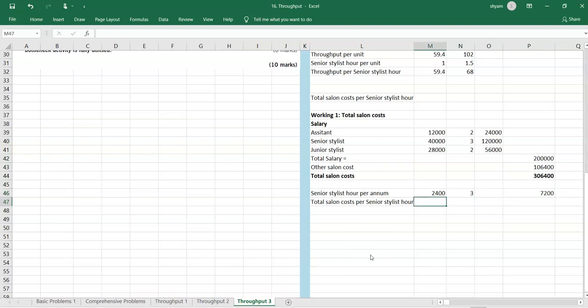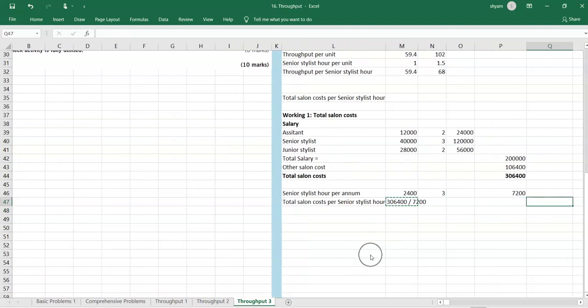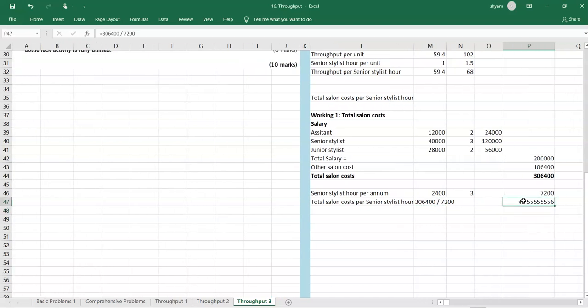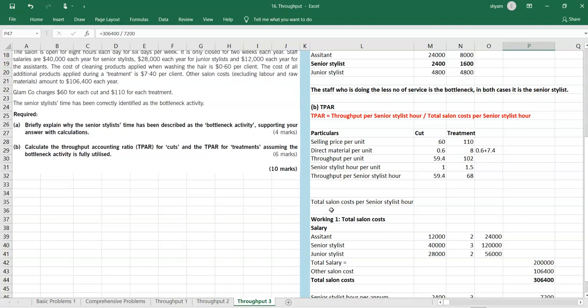So you have to divide 3,06,400 divided by 7200. If you divide it, you will get the answer. So the answer comes to 42.55. So we'll take this number. So we have got this one. So the number is 42.56, we'll put.